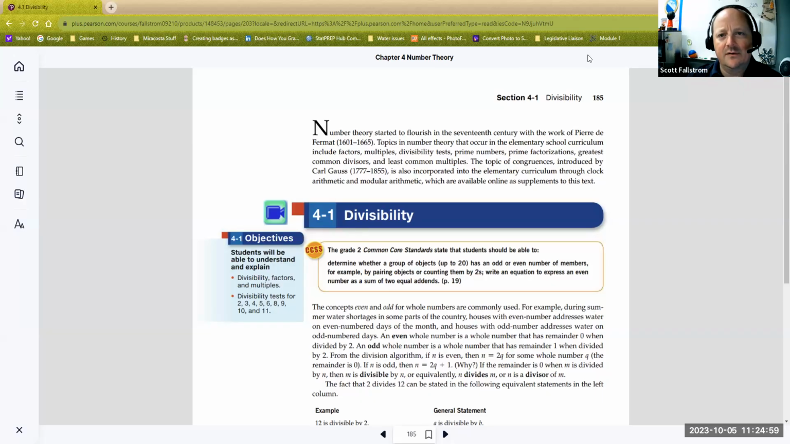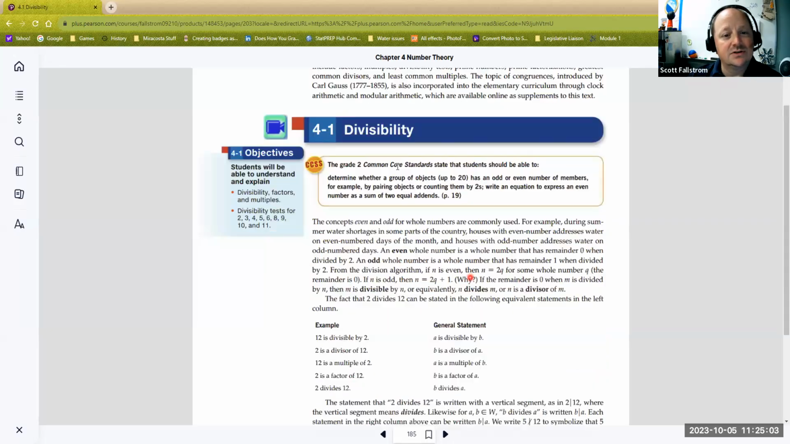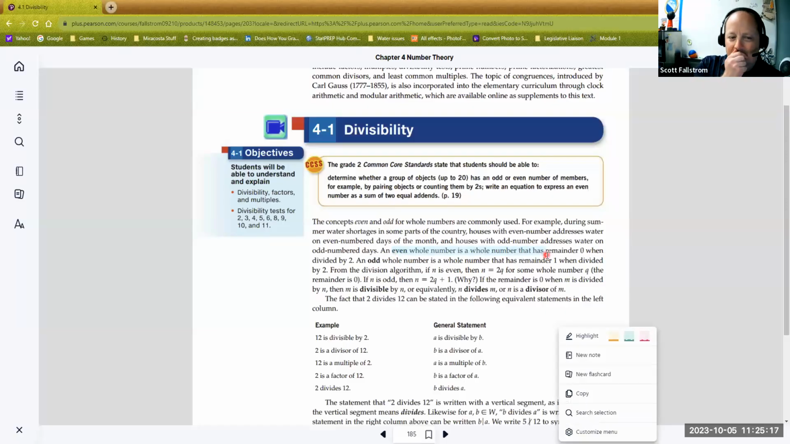And you'll get to see right here off the bat the Common Core component. This one starts at grade 2. We're talking about even or odd, and so, for example, understanding what even and odd numbers are. We've done a little bit with this. An even number is a whole number that has a remainder of 0 when you divide by 2. So that links back to division. An odd number has a remainder of 1 when you divide by 2.